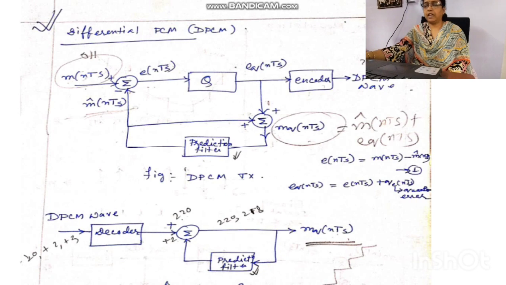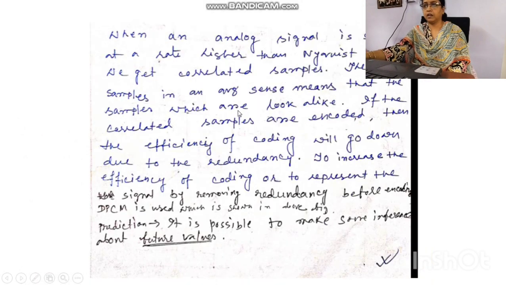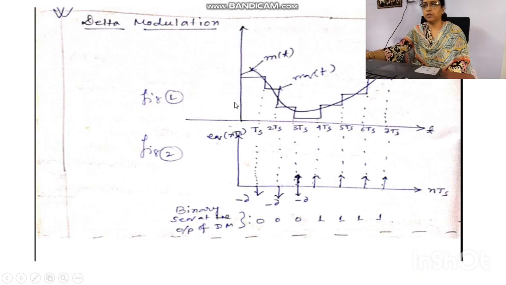So next we have PCM. PCM is a waste of bandwidth. That's why we go for differential PCM. In differential PCM, we just transmit the difference between two sampled versions of the signal, and hence it is a much more simplified version of PCM. Here the error is quantized and transmitted. We can better explain this DPCM with the help of this diagram.